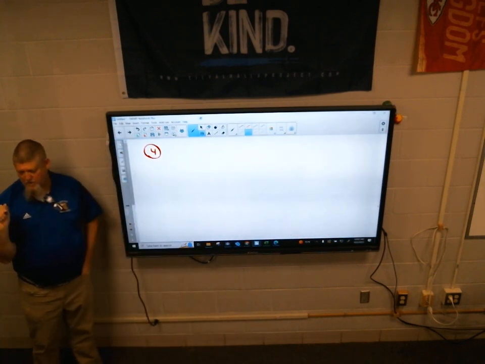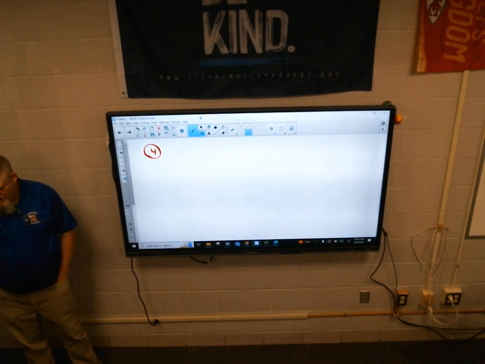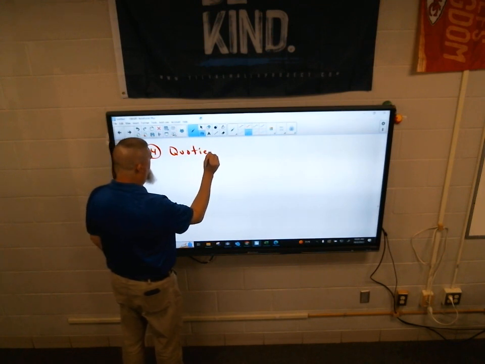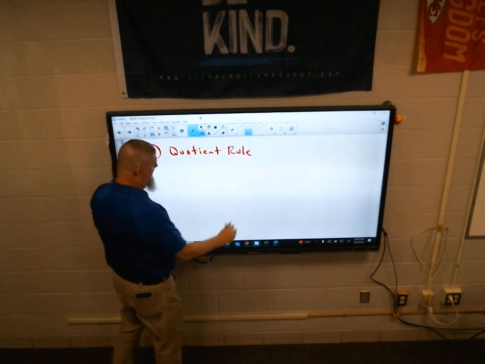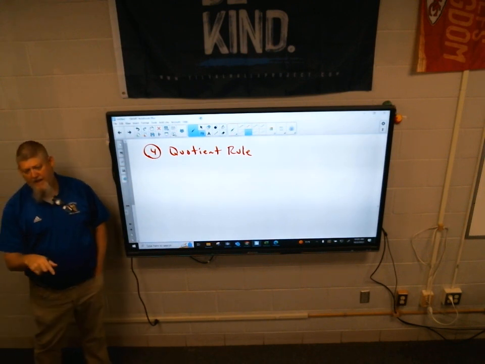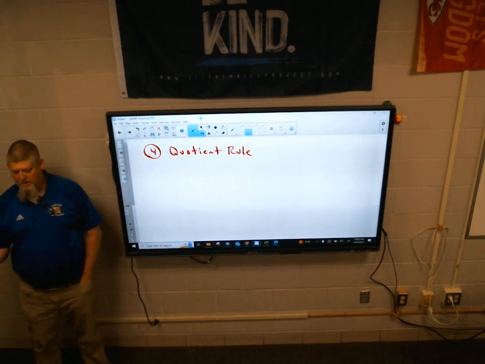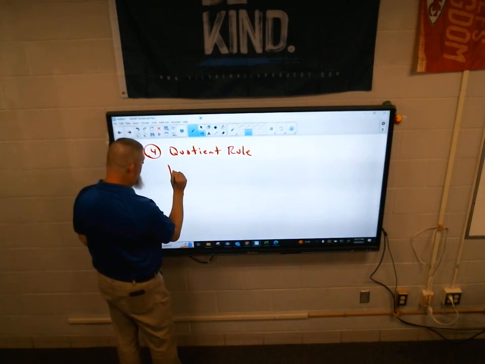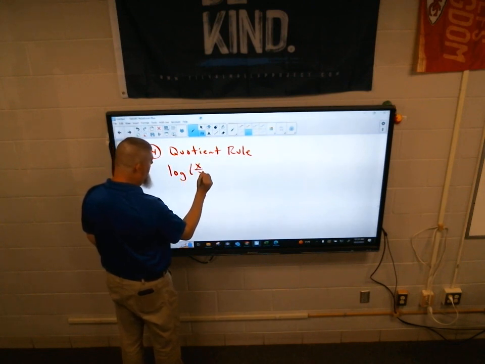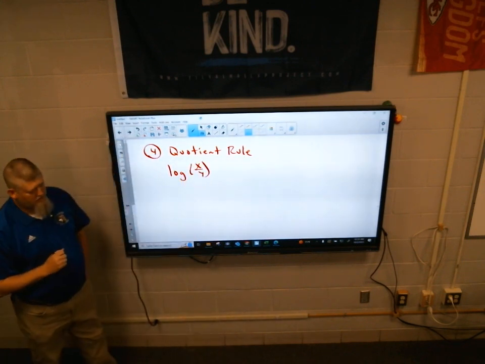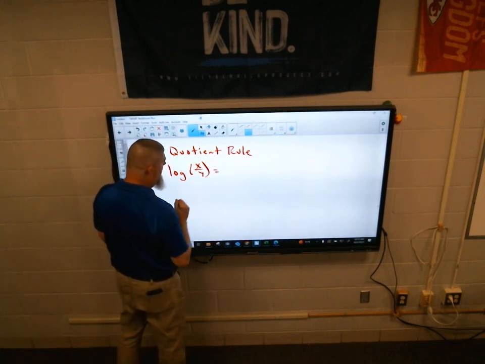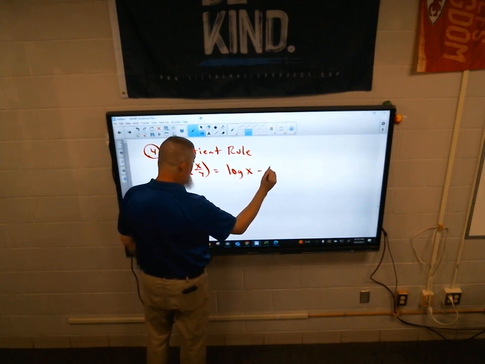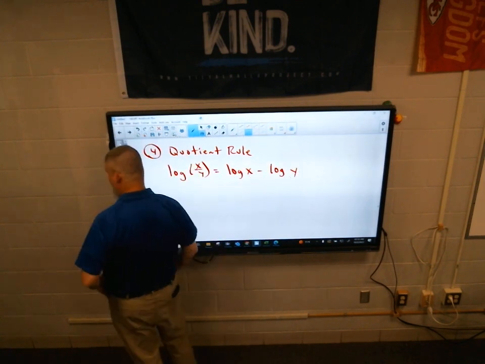So what I suppose is the name of the next one. We just had the product rule, so now we're going to have the quotient rule. And with the product rule, we said multiplying, we add them. Now it's going to be divide, we subtract them. It's the same thing. Log of x divided by y is log of x minus the log of y.